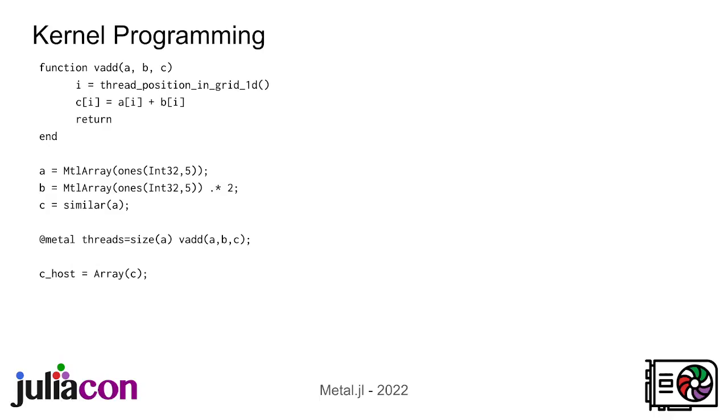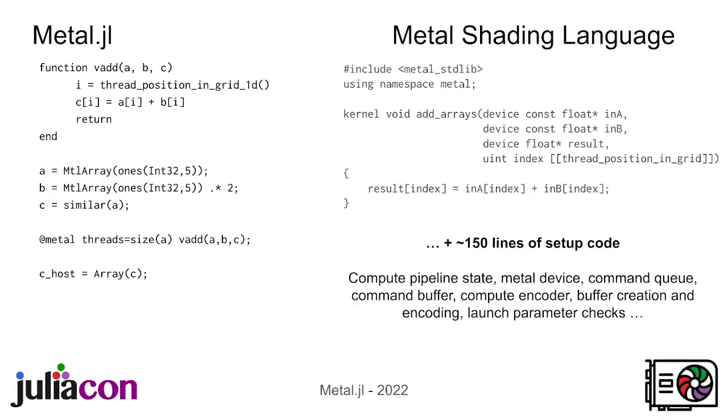Let's compare that to what it takes to do the same thing in Metal Shading Language. If you just look at the kernel itself, they're very similar, although the indexing intrinsic is found in the arguments in MSL. But what you don't see are the 150 or so lines of setup code needed to manage all of the encoders, buffers, pipeline states, etc. Everything to get it working with Metal.jl is hidden from the developer behind the scenes so that they can better focus on the programming task at hand. And I think this is super compelling.